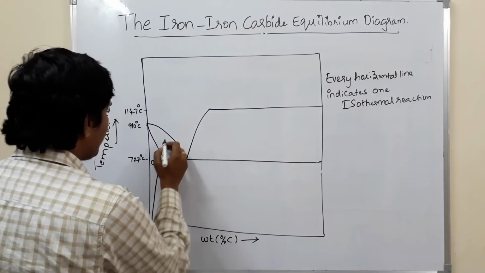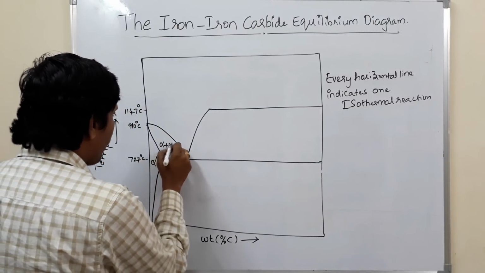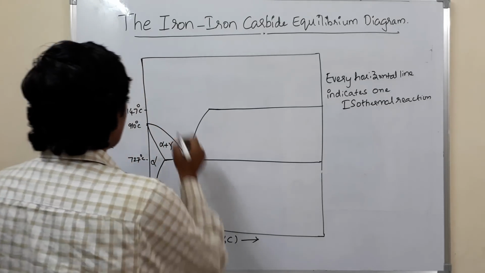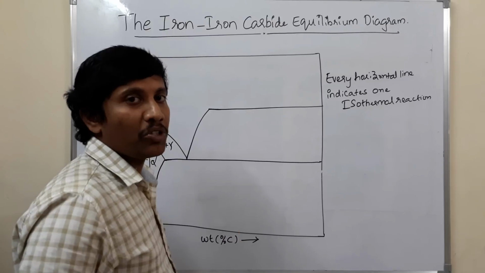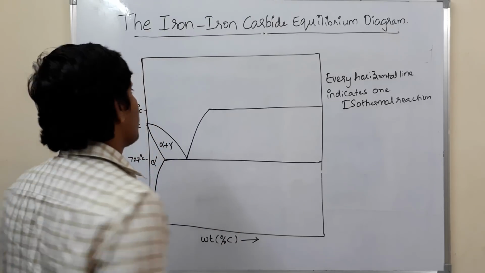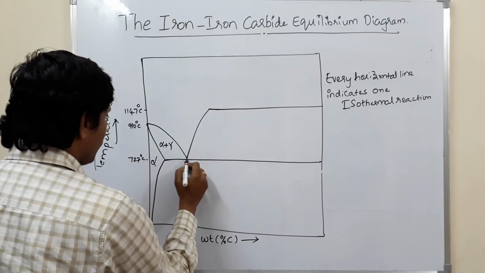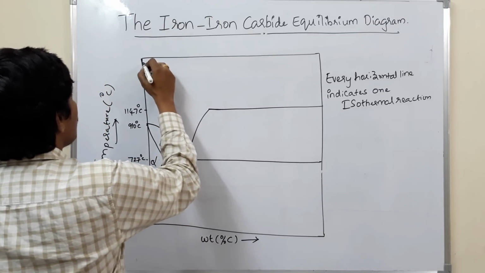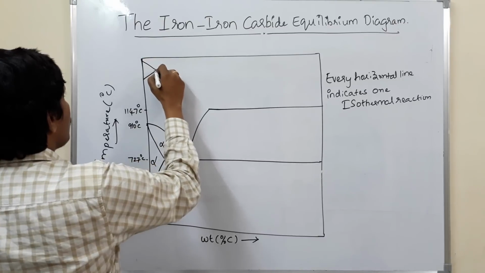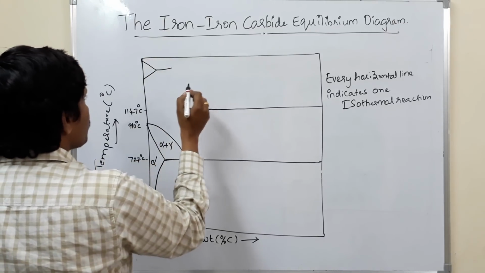This portion indicates alpha plus gamma. Next I am drawing the region where the delta solid solution or delta ferrite exists. I'm just drawing like this.